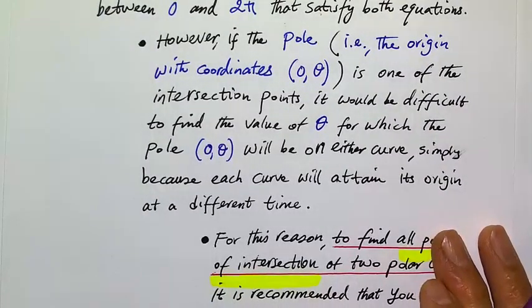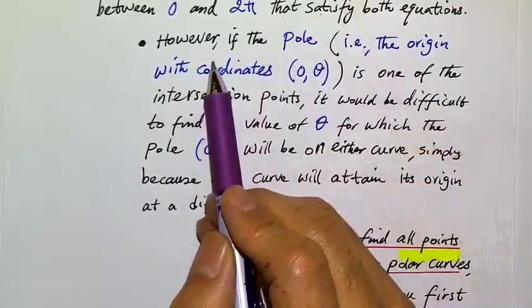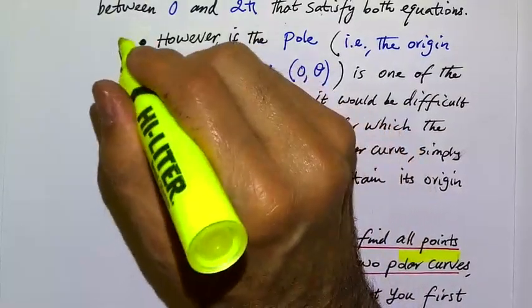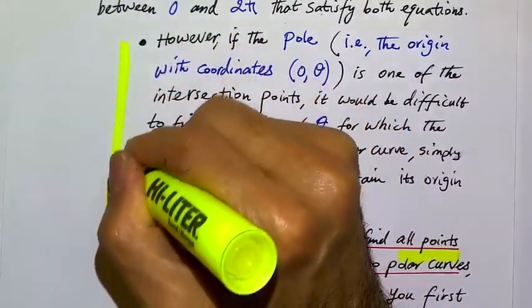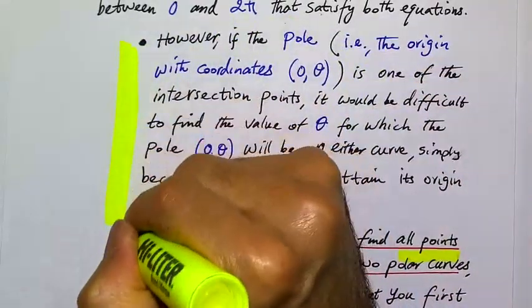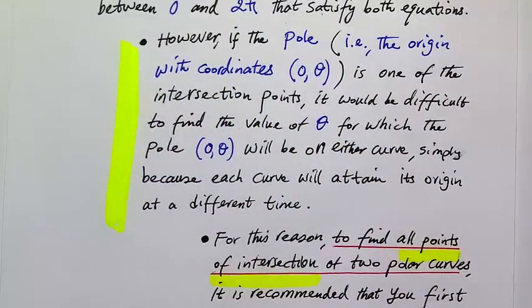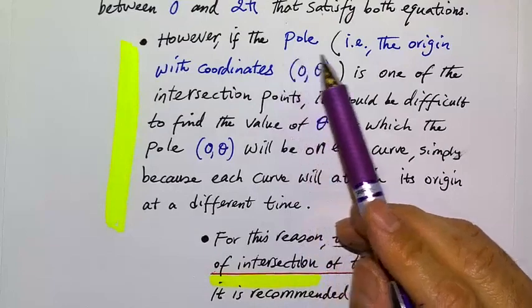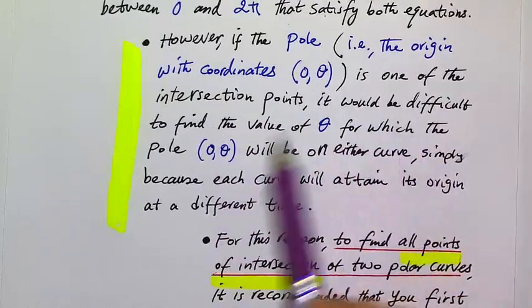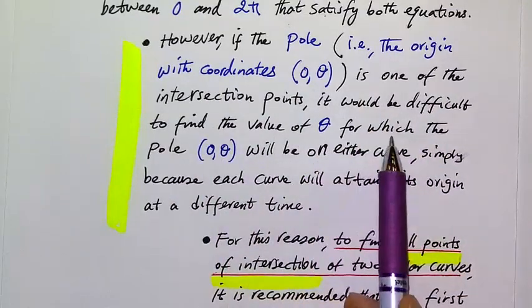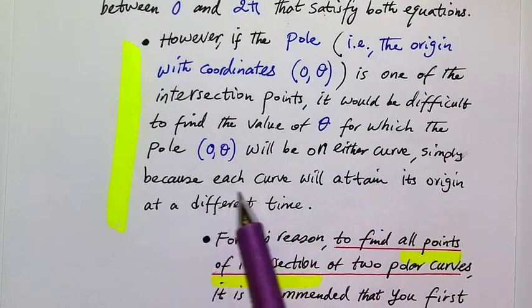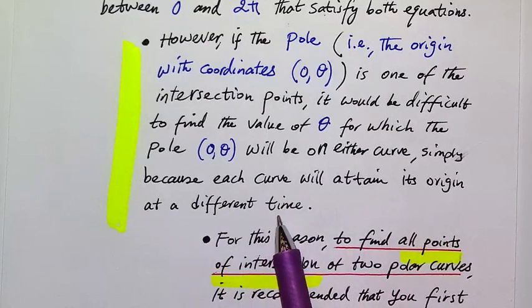Here's the difficulty. So that's the easy part. However, this is pretty important, so let me highlight it a little more here. This is worth rereading. Make sure that you reread this if you have to. If the pole or the origin with coordinates 0, theta is one of the intersection points, it would be difficult to find the value of theta for which the pole will be on either curve, simply because each curve will attain its origin at a different time.